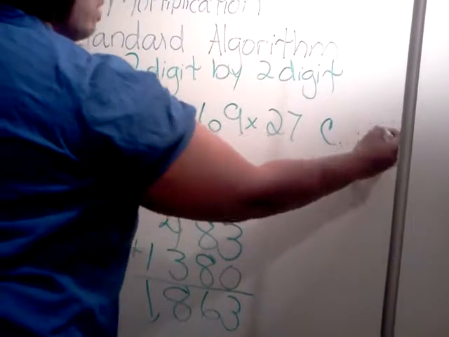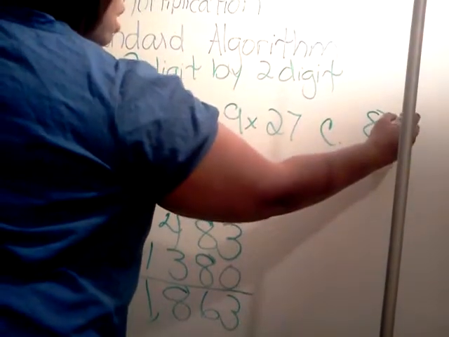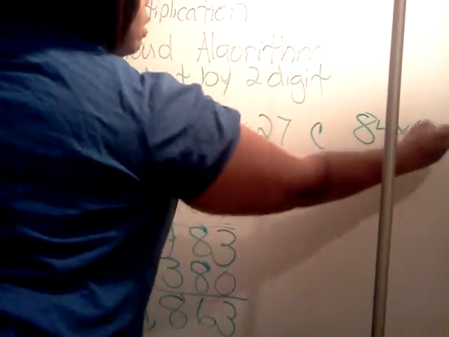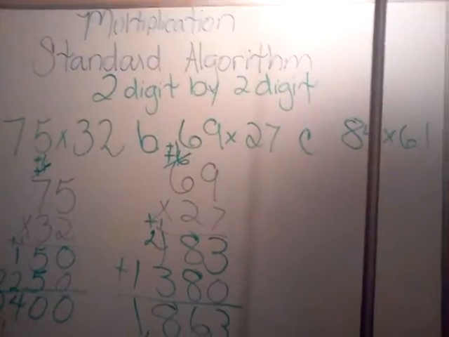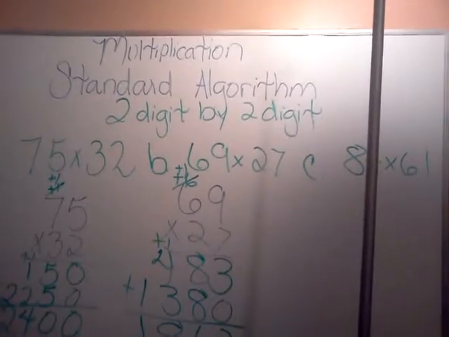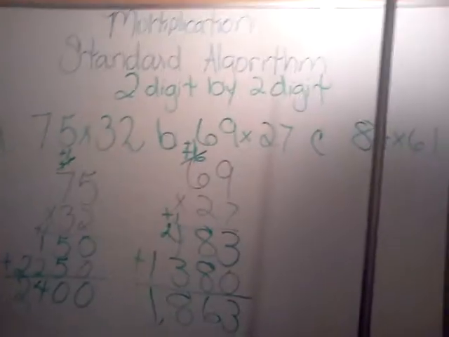How did you go? C is 84 times 61. Try this on your own. Pause the video. After you complete it, push play.